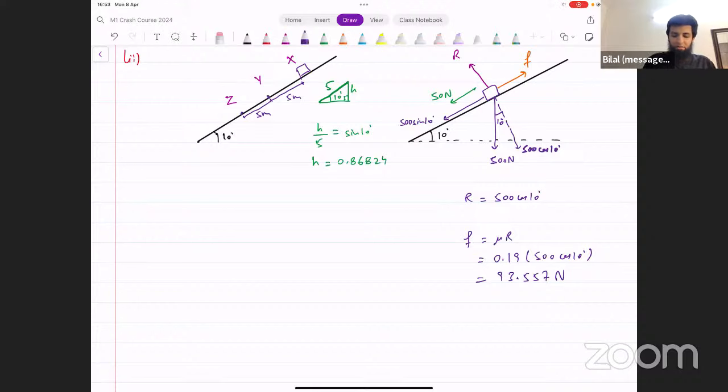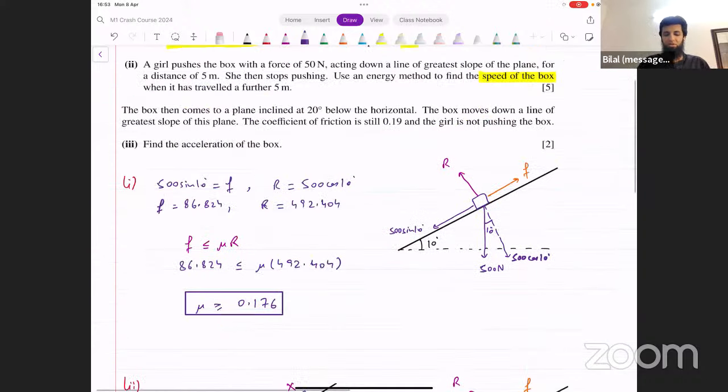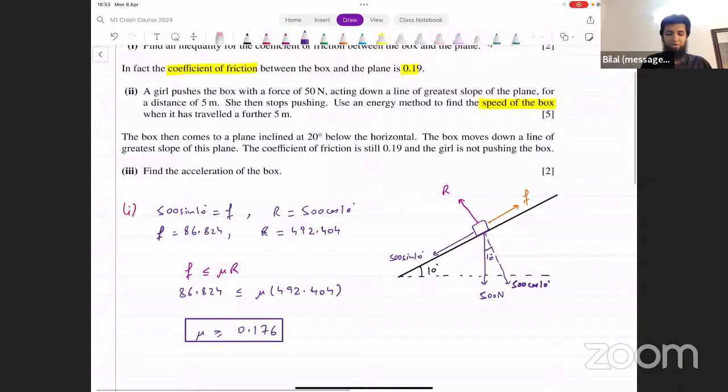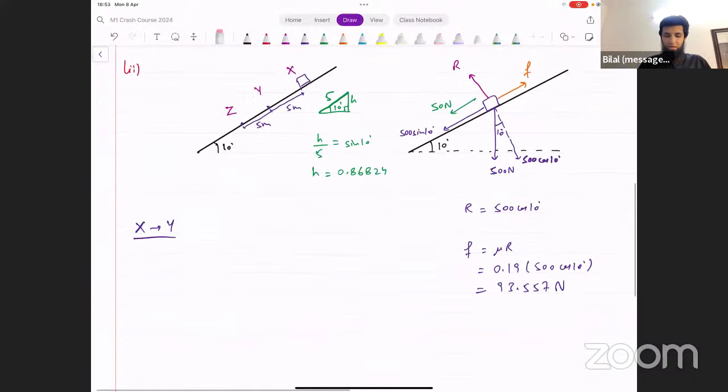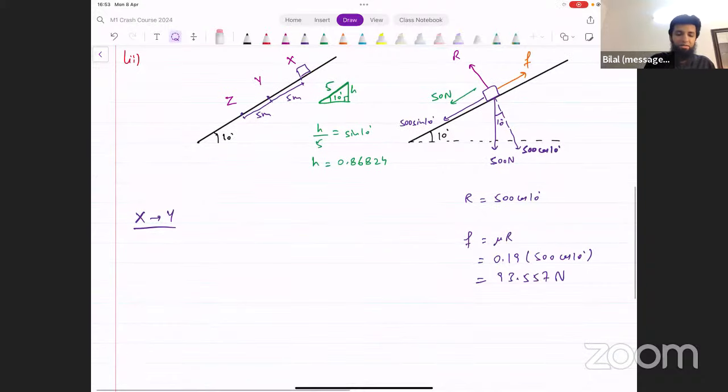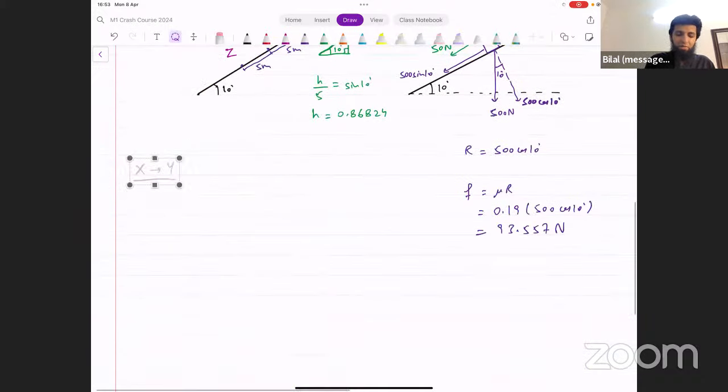Now let's apply the work energy principle from x to y first of all. Because x to y, we have a driving force as well. And then from y to z, we do not have that driving force. The girl is only pushing for the first 5 meters. So for the first 5 meters, we have to consider that driving force as well, and then afterwards, we don't have to consider that. So we'll have to break it down into 2 parts like this. Let's consider the xy part first of all.